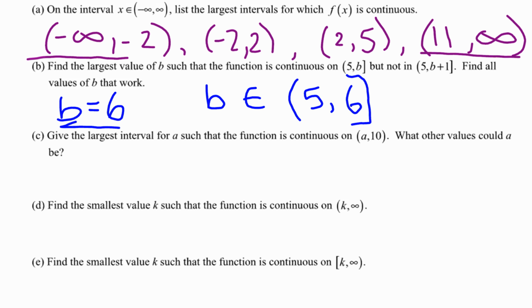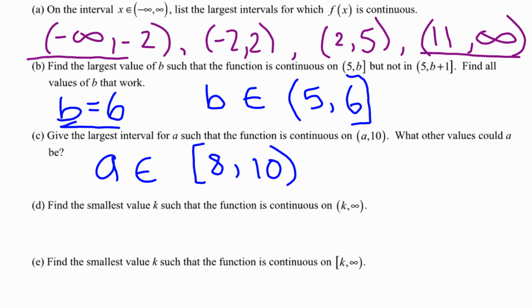Okay, the next part, the largest interval that it's continuous on, well, we could put 8 there, right? It's continuous from 8 to 10. We could put 9 there. So if we wanted to have all the values that a could be, we'll say a can be anything. We can include 8, because that's the lowest thing that we can include, because then we have a hole there. And all the way up to anything right before 10. The largest interval for a would be a equals 8.